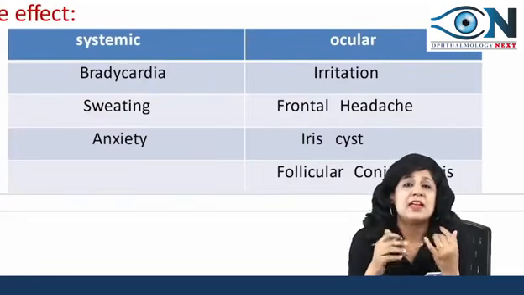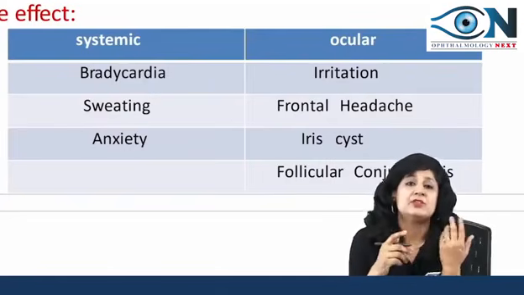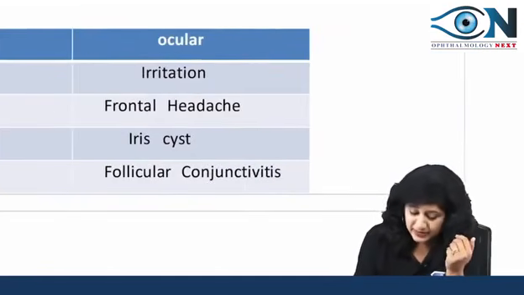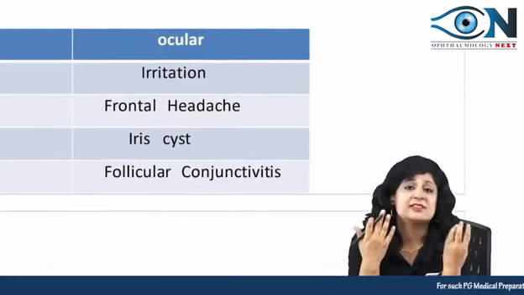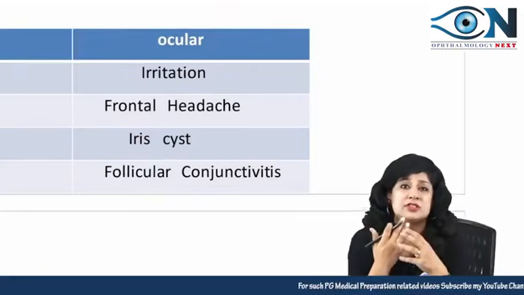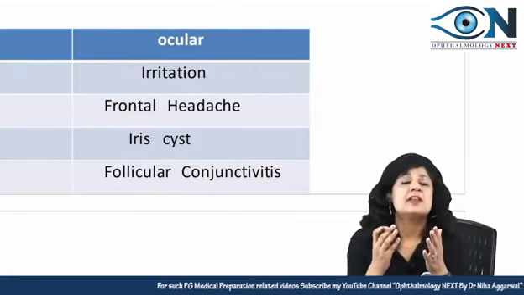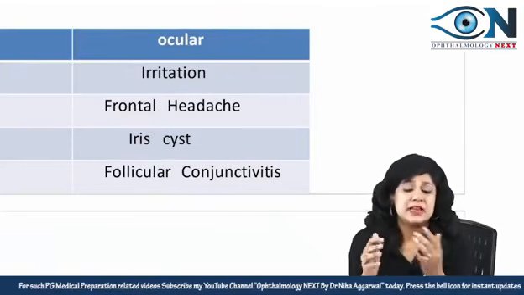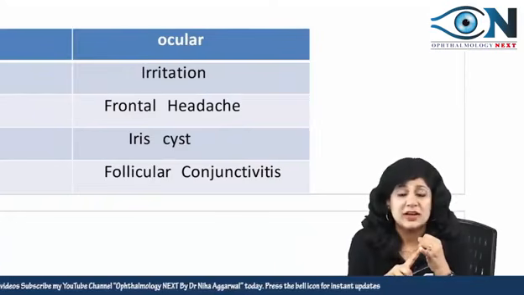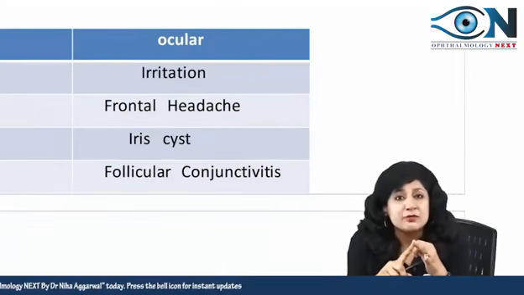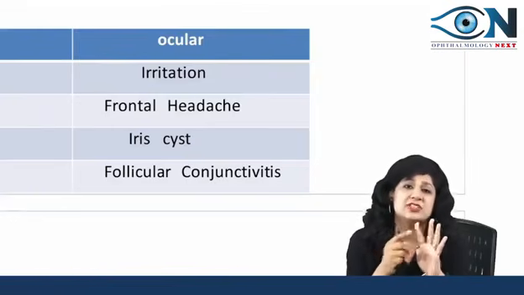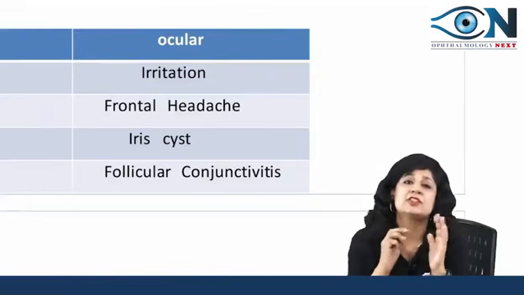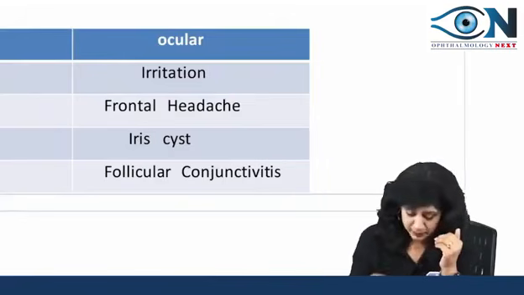Bradycardia, A for anxiety, B for bradycardia, you have sweating. Then ocular irritation is there, headache, frontal headache, cyst formation can be there, follicular conjunctivitis. So here you can easily remember it with ABCD: A is for allergic follicular conjunctivitis, B is for blurring of vision, C is for corneal sensation decrease, and D is for dryness. These are very, very important side effects that you get with the beta blockers.